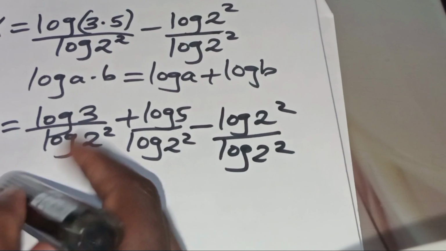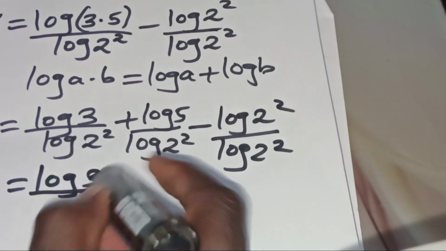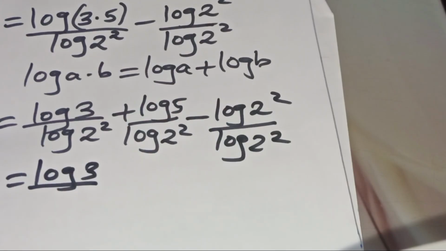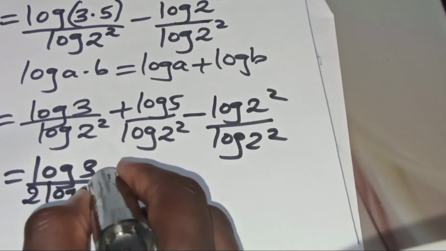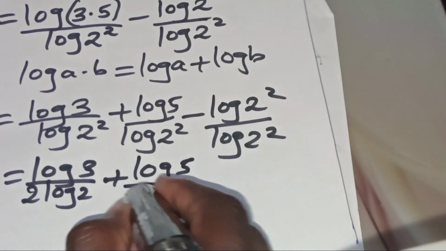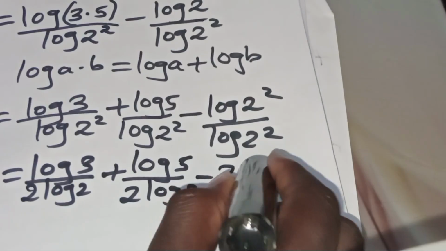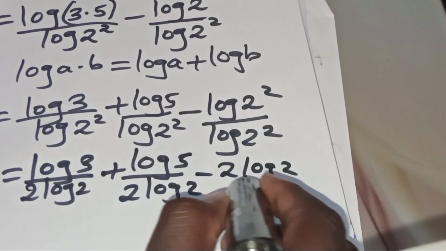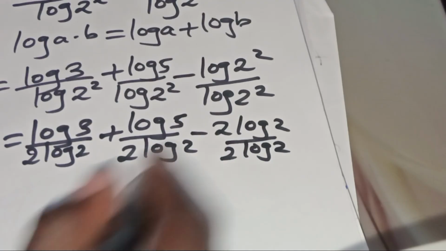Now we can see here x is equal to log 3 divided by log 2 to power 2. Applying the power rule property, this becomes 2 log 2, plus log 5 divided by 2 log 2, subtract 2 log 2 divided by 2 log 2. So let's simplify here quickly.